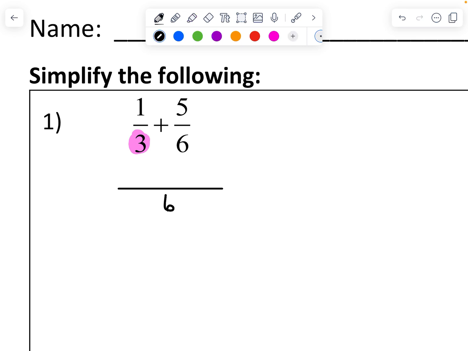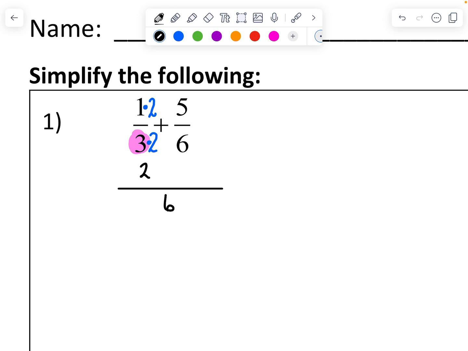So if I want it to become 6, I'm going to have to multiply this by 2, because 3 times 2 is 6. But I can't do something to the denominator of a fraction without doing it to the numerator of the fraction. Because basically what I'm doing is I'm multiplying the entire fraction. I'm doubling the entire fraction. So then when I do that, I have 1 times 2 is 2.